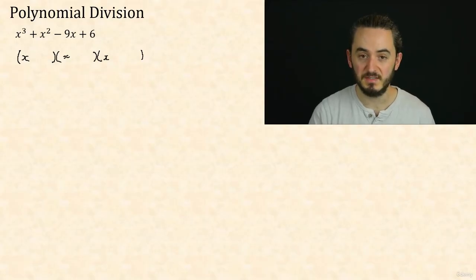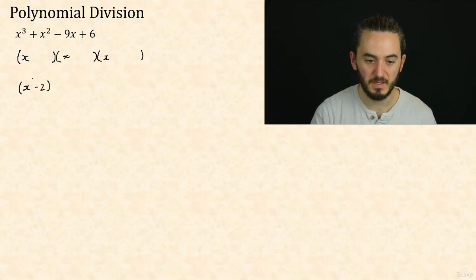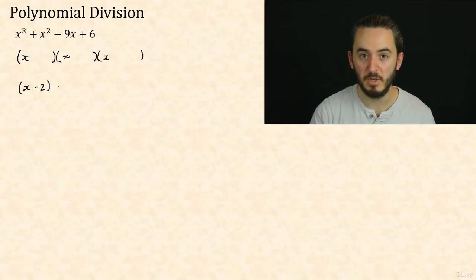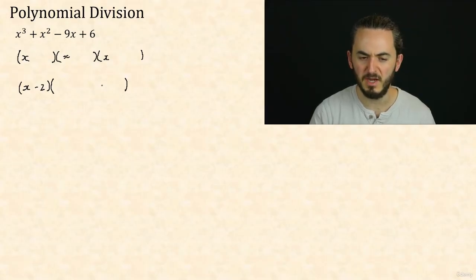Now, in order to get started with polynomial division, we actually do need to know one of the factors. So I'm going to tell you for free that x minus 2 is a factor of this cubic equation. Okay, so this cubic equation can be written as x minus 2 multiplied by something. Now, what is the something here that we can multiply it by?